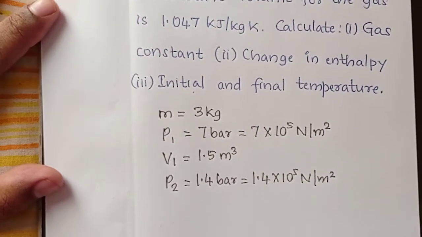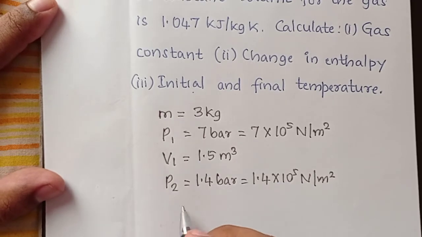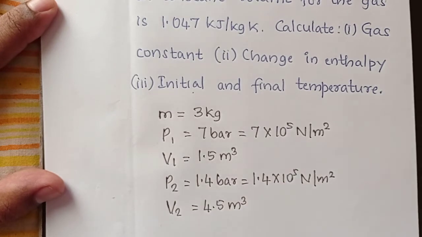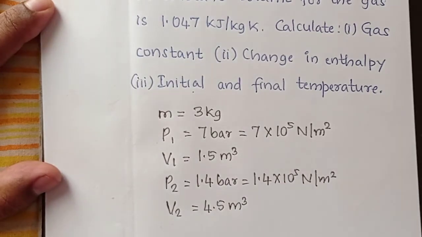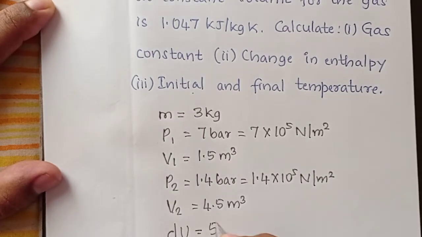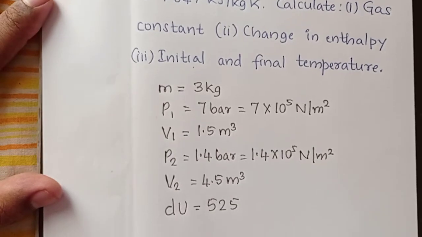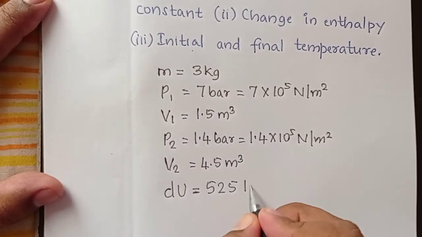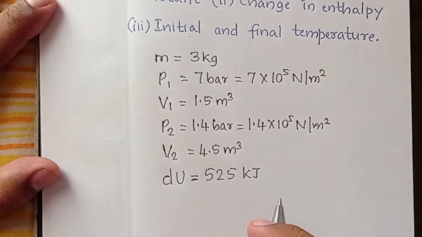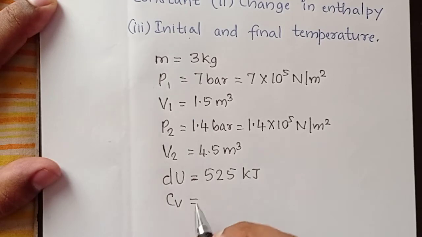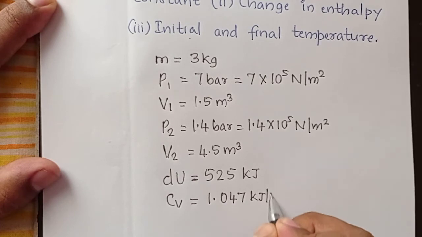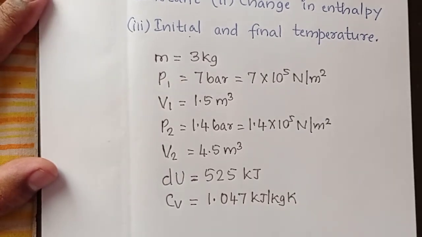And then the final volume is given, it is 4.5 meter cube. So V2 is 4.5 meter cube. And the change in internal energy dU is given to us, that is 525 kilojoules. Along with that, it gives the value of Cv, the specific heat at constant volume, as 1.047 kilojoules per kg Kelvin. So these are the values that are given in the problem.